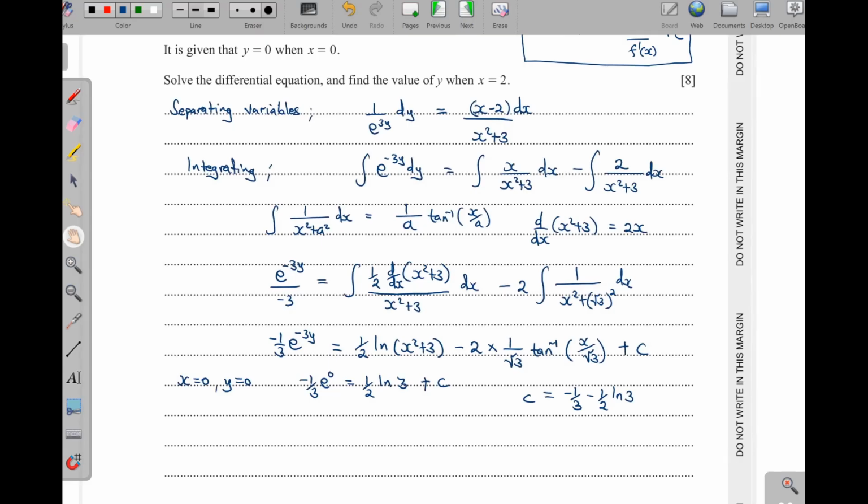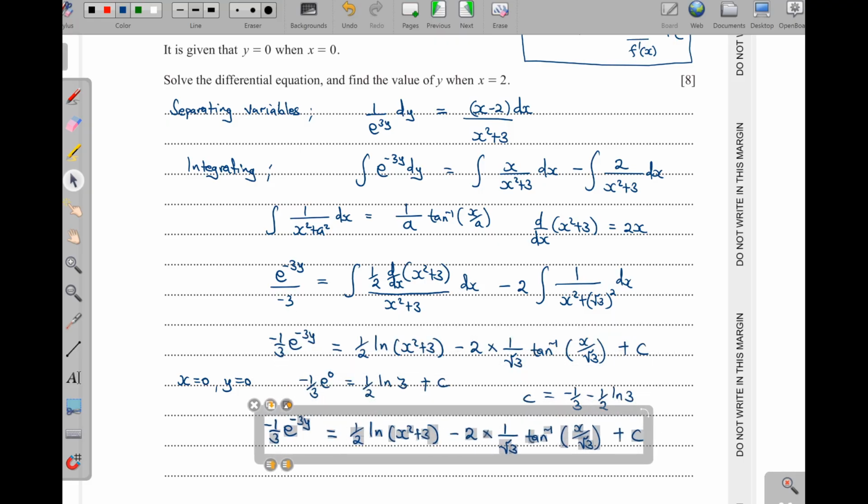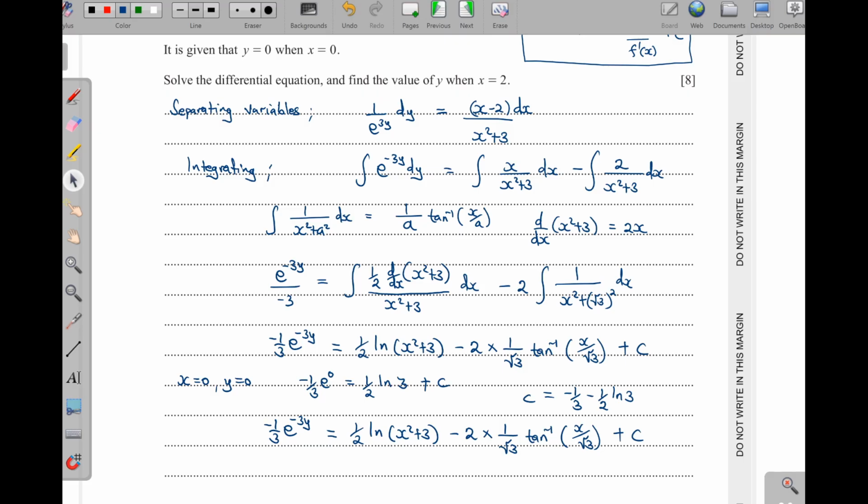So meaning our particular solution is going to be, I'm going to get the whole of this as it is, then I just duplicate it here, and then where there is c, I'm just going to put this value that I've gotten here, this one here. So that becomes our general solution. So that is our general solution here.